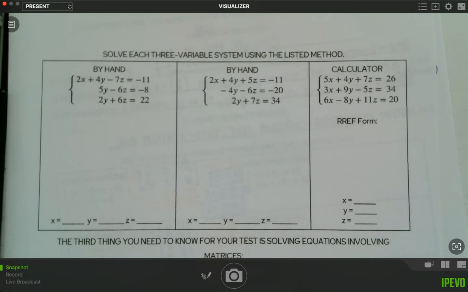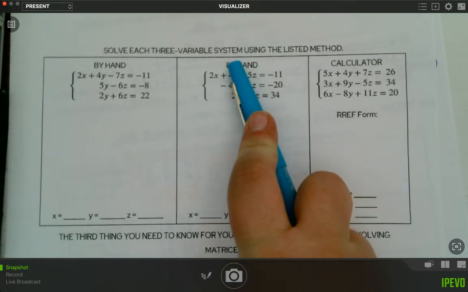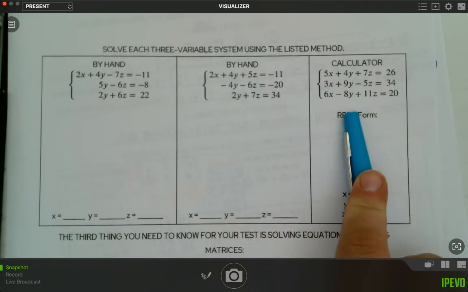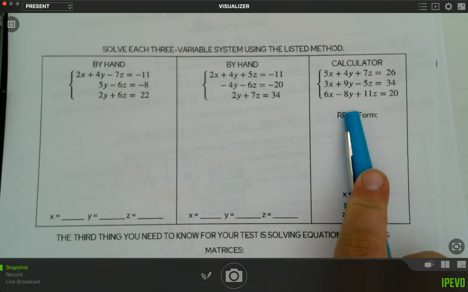I'm going to be talking about three variable systems by hand. I'm not going to talk a whole lot about the calculator portion. If you don't know how to type it in the calculator, reach out to me and say, hey, can you make me a quick 2-minute video on how to type it into the calculator? And I'd be more than happy to remind you.